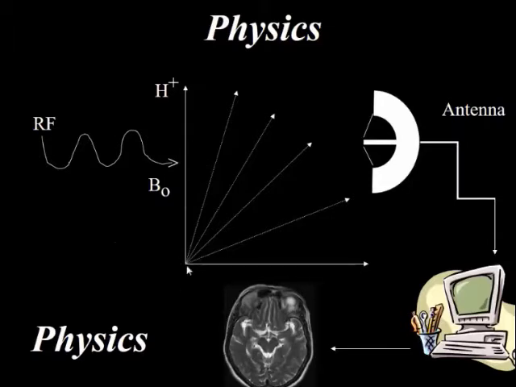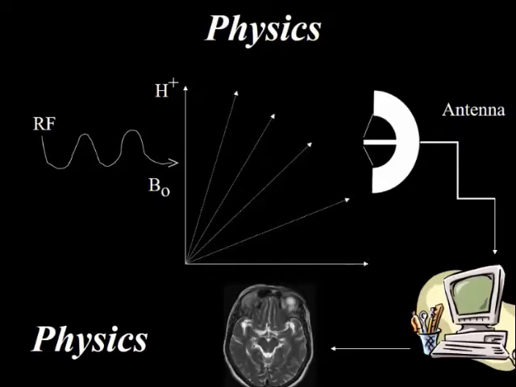So these hydrogen protons align along the external magnetic field. But this alignment will not produce any image. So what do we do? We give a radio frequency pulse. The RF pulse is given to the hydrogen proton. Once we hit the hydrogen proton with a radio frequency pulse, this proton will tip down into the horizontal plane.